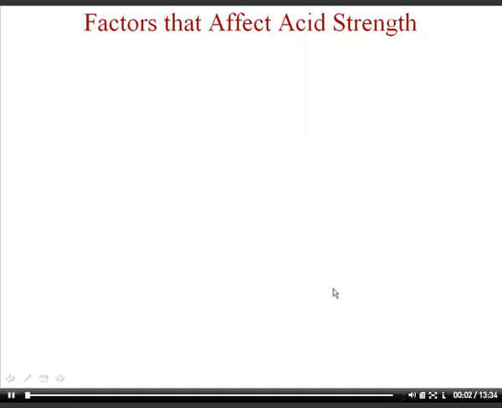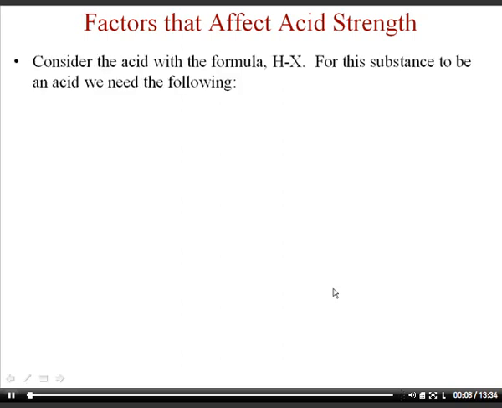This will be the second part of the Chapter 16 lecture. We stopped off with factors that affect acid strength. Now, the factors that we're going to look at will deal with the general formula for a substance as H bonded to X, X being some metal or non-metal group.